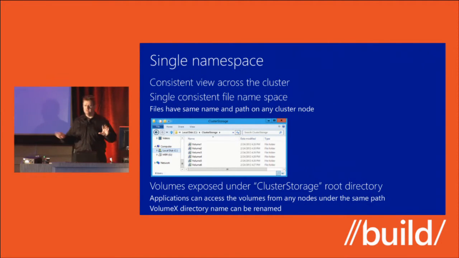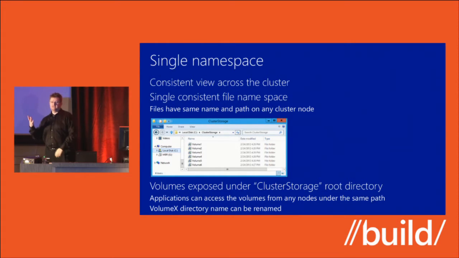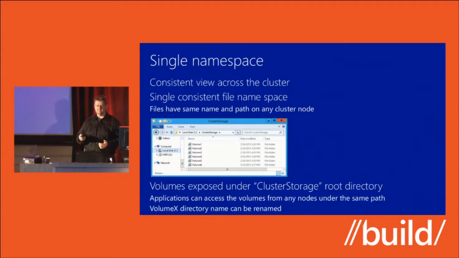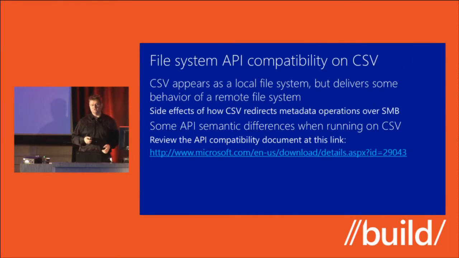You can rename them. If you rename it from volume 1 to, like, my app's data, we will rename it across all the directory structures across all the nodes. So the key thing here is that when you're building your app, you just point it at C cluster storage. You will actually have distributed access from any node in the cluster to get access to the CSV volume. So all you have to do is stick it in the CSV namespace, and that's all you have to worry about. It's under C cluster storage.